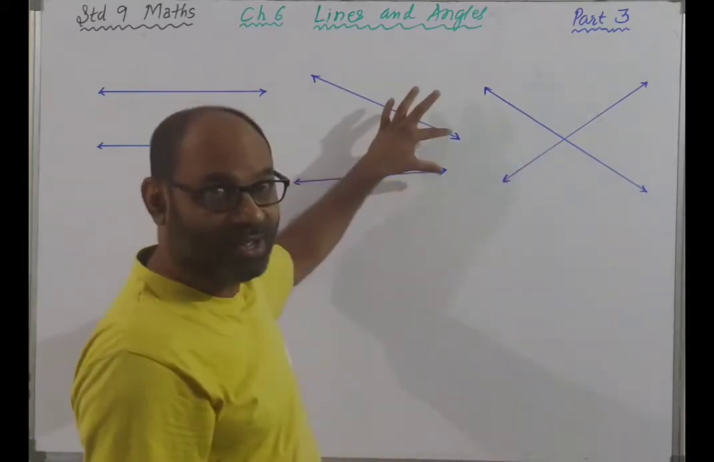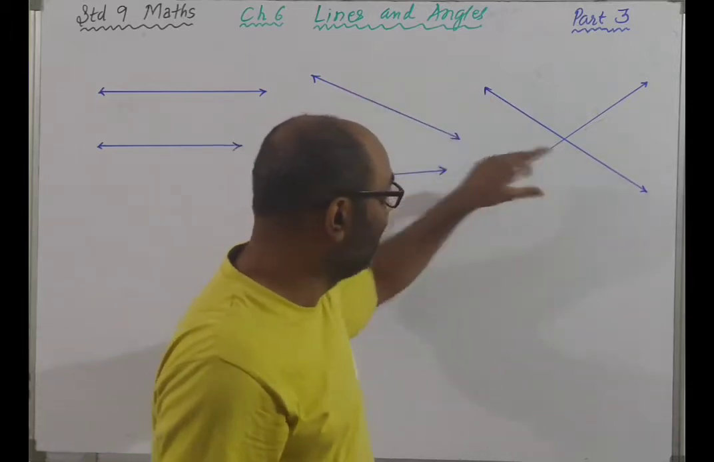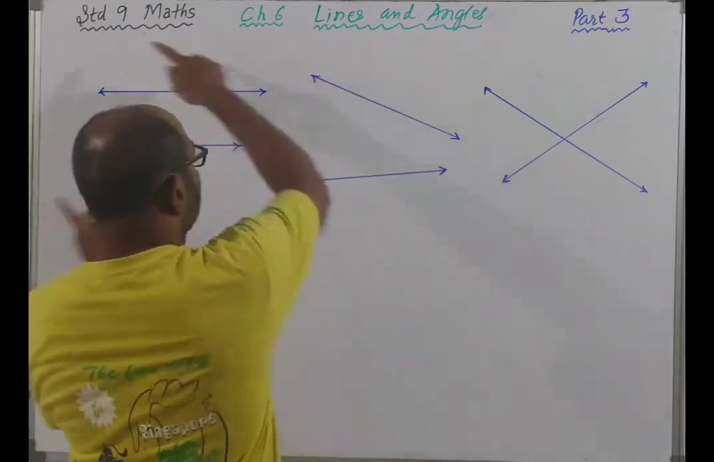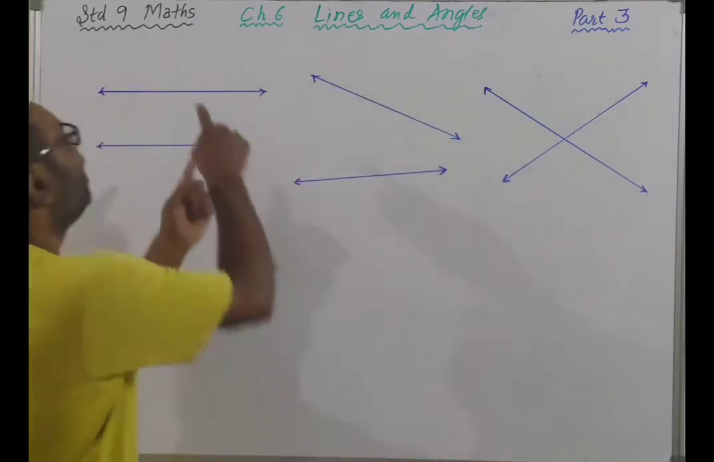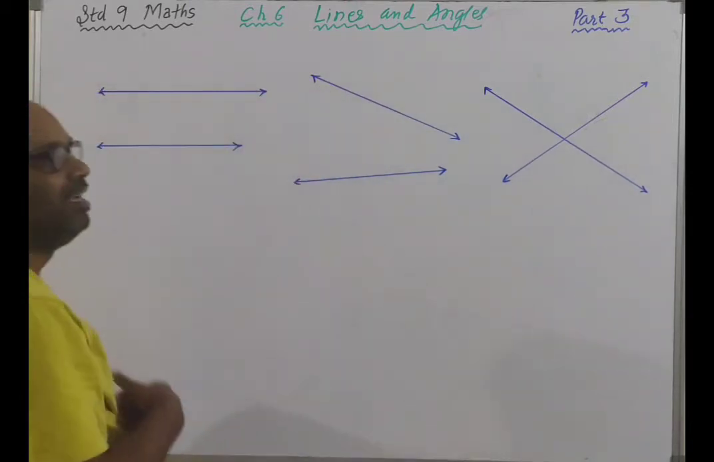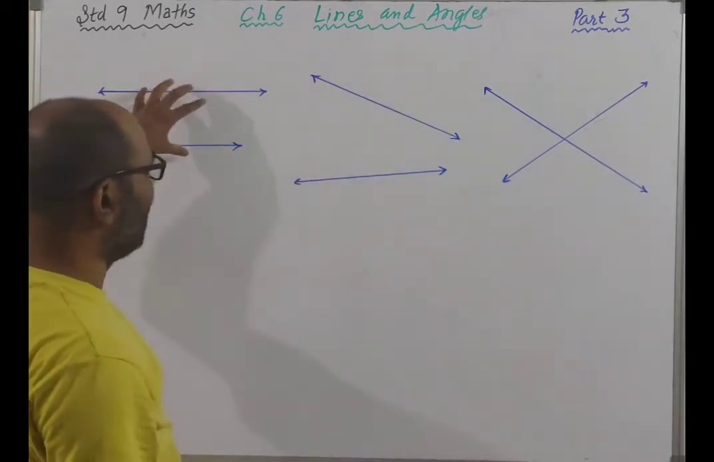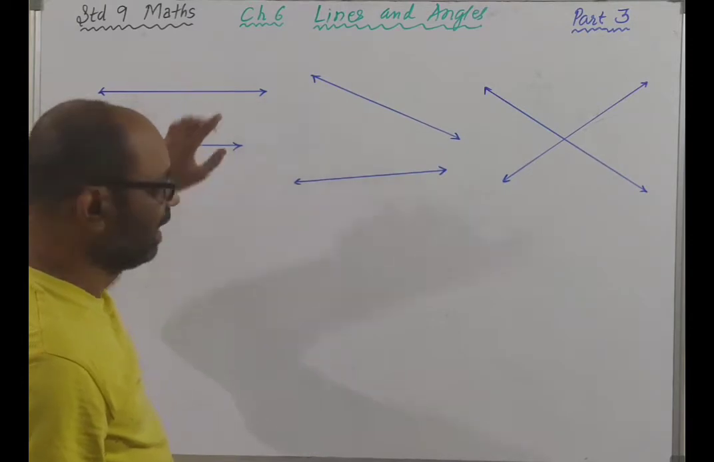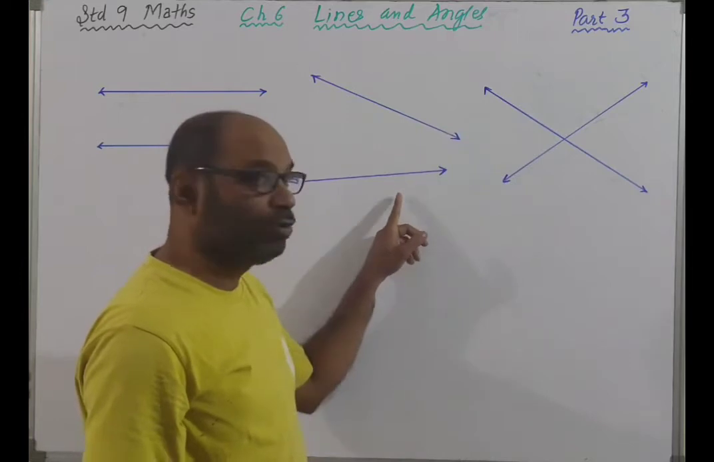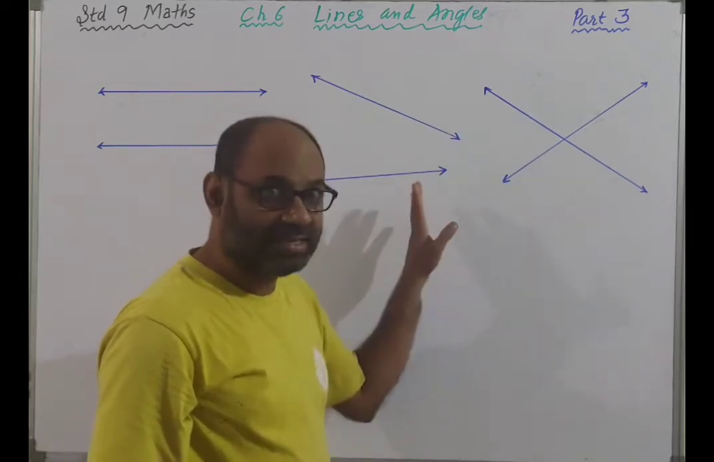Here you will have to realize that if lines are extended in this direction, they will meet somewhere at one point. And in this direction, they will never meet. In case of parallel lines, neither will they meet in this direction nor in this direction. So in both directions, these lines are not going to intersect. Here, in one direction, they are going to intersect. Alright. So these are 2 distinct intersecting lines.